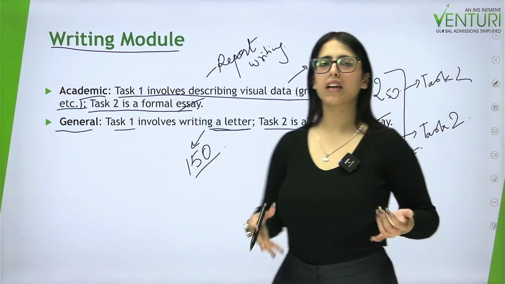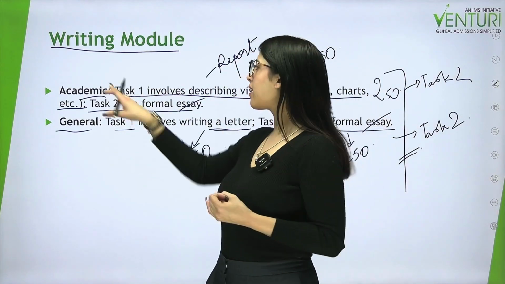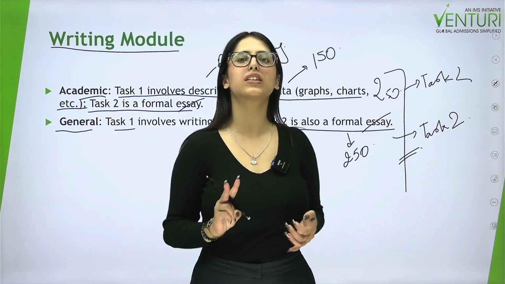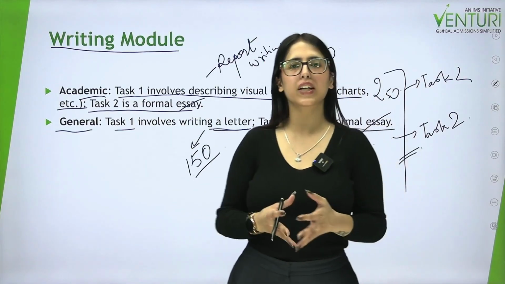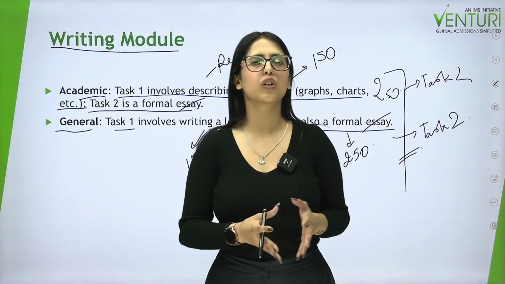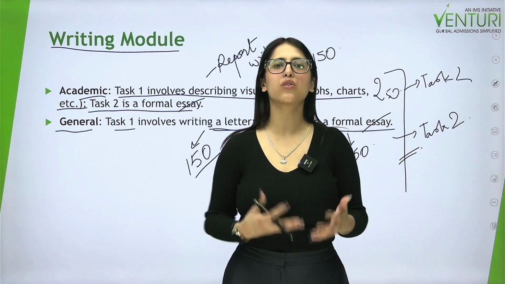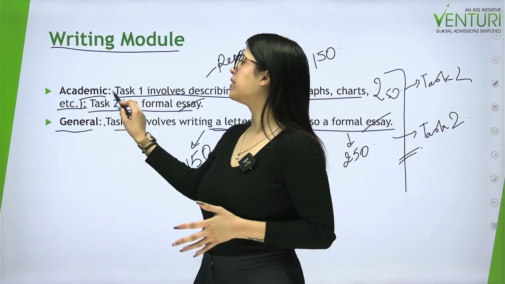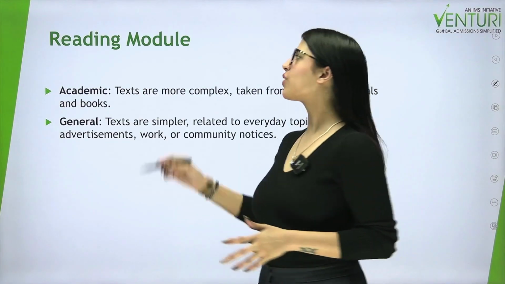So what are the similarities between the writing module for both? In both the IELTS academic and IELTS general training, you have to answer 2 questions for the writing section or writing module, and the amount of words that you have to write for each of the questions or the tasks is also going to be the same. However, task 1 and the kind of question that you are going to get there is going to vary in both of these.